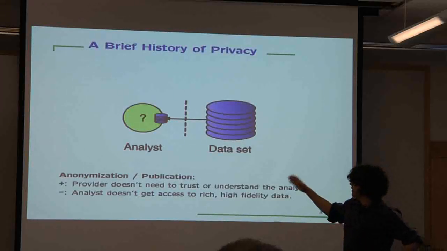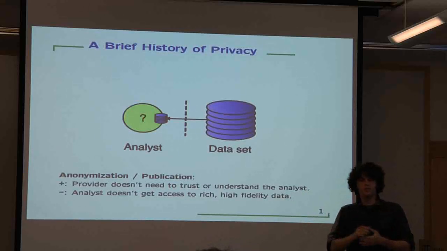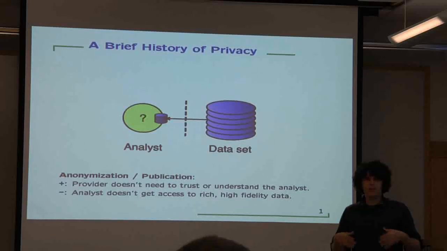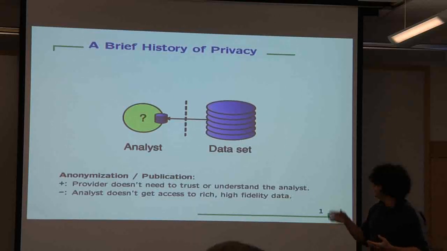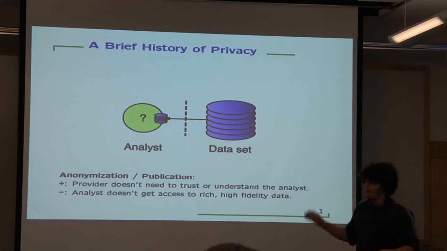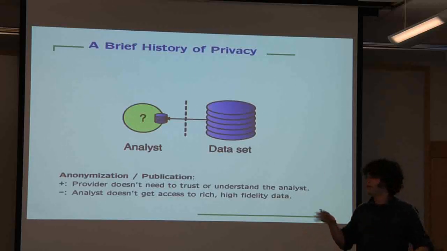This has some nice properties. It has some bad properties. So it has the nice property that the data provider gets to see what they're going to disclose to the analyst. They get to OK it first, and then they don't really need to think too hard about what the analyst is going to do with it. Right? The analyst could be malicious. They could be incompetent. Who knows? And it doesn't really matter. The privacy guarantees have already been enacted by the data provider when they distilled down the data.